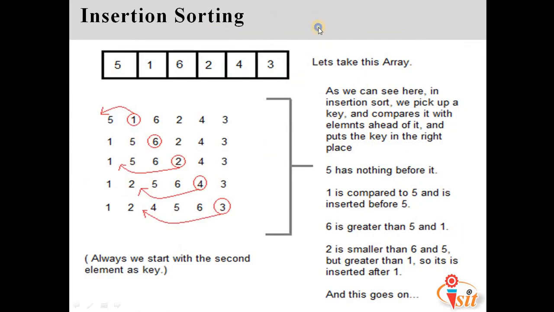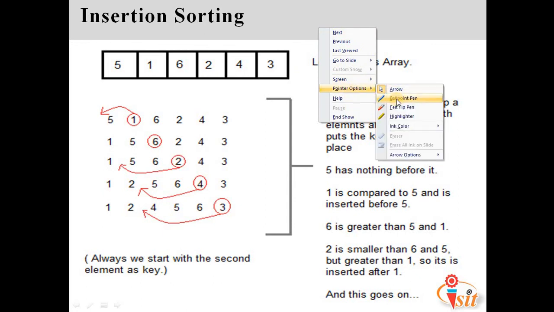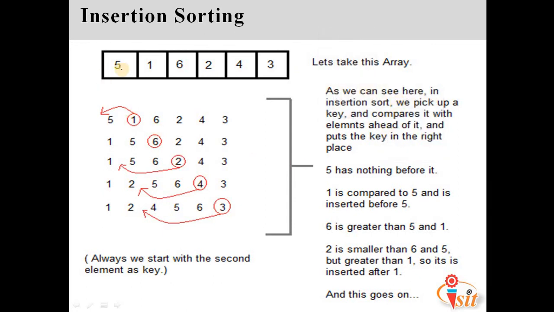So let's take one more example for the insertion sort. We are having the elements 5, 1, 6, 2, 4 and 3, and all the elements are in unsorted order. We need to sort these elements in ascending order by using the concept of insertion sort. So the first element of the array we are considering as sorted and the remaining we are considering as unsorted.